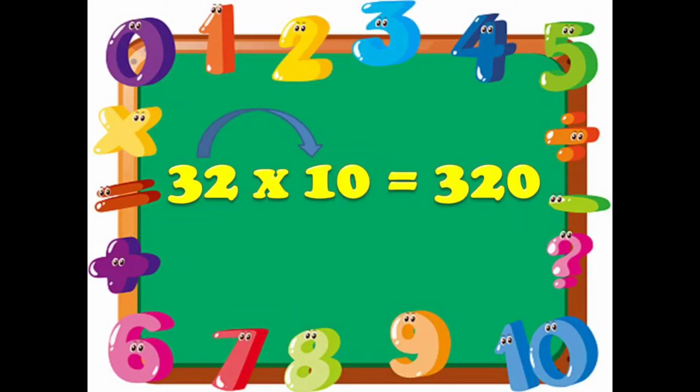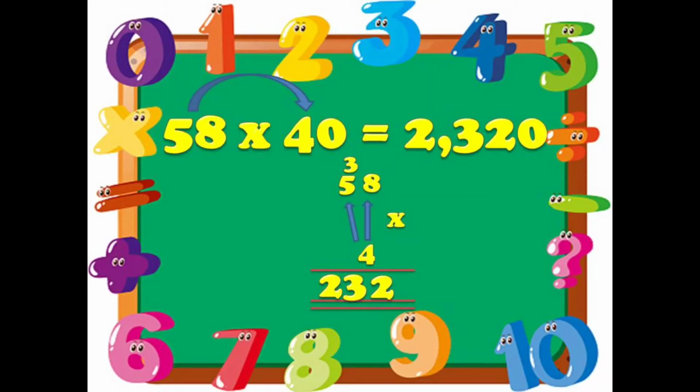So 32 times 10 is equal to 320. So what you will do is multiply 32 by 1 and then add 0 to the product. 32 times 1 is equal to 32. Then add 0. So the answer is 320.